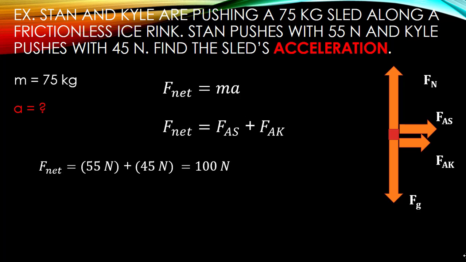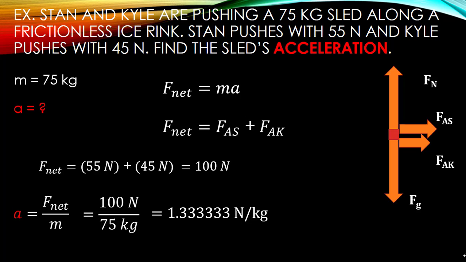Now again, we don't have any friction pushing back on it, so those are the only forces acting in our horizontal direction. So our net force is in fact 100 newtons. Now that we know our net force, we can solve for acceleration by taking the net force and dividing it by the mass, and we're going to get 1.333333 newtons per kilogram. Now again, we're going to clean this up. We have two digits in every number of our problem, so we're going to round to 1.3, and we're going to get rid of that newtons per kilogram and call it meters per second squared.